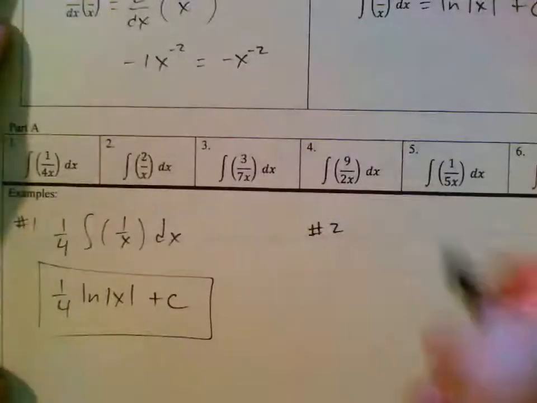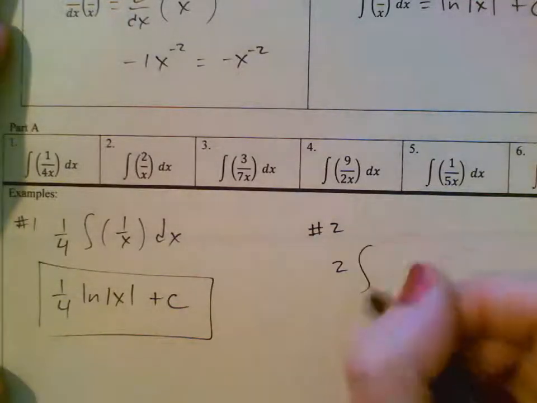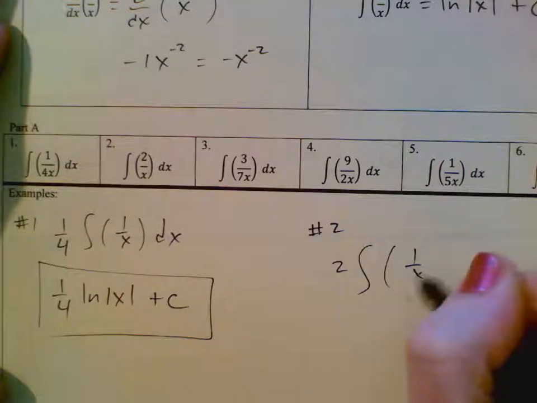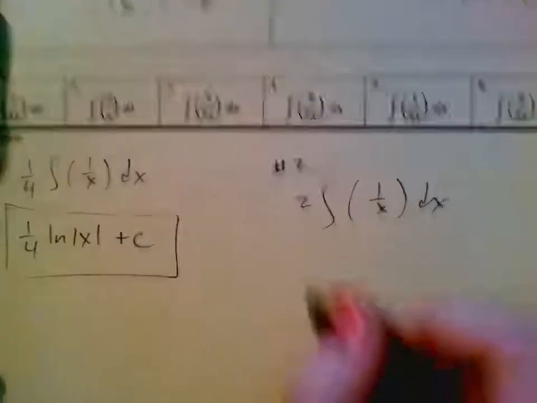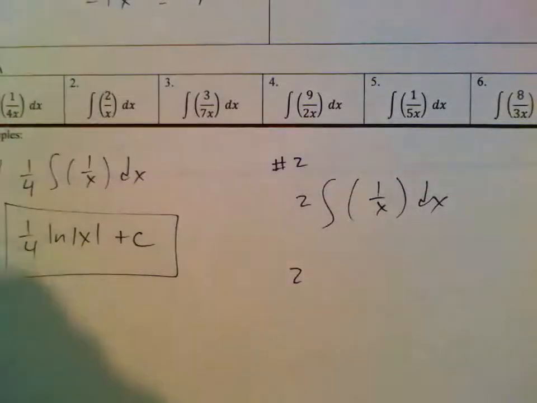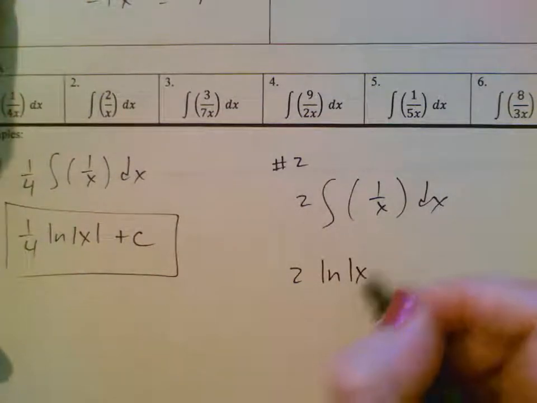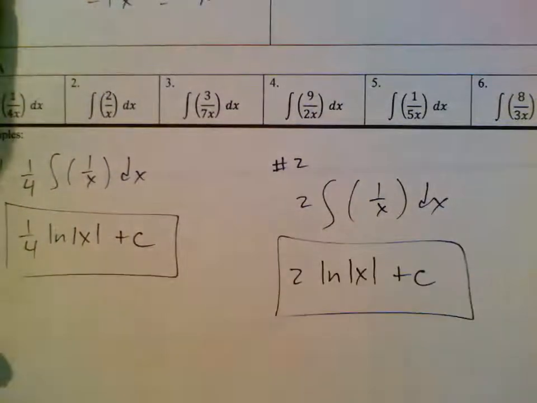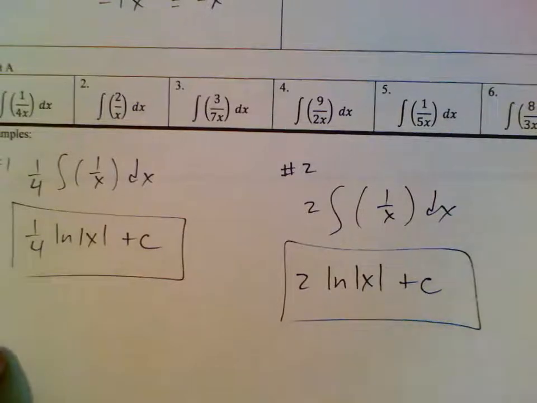Can you pull out any constants? Yes, I could pull that 2 out. I bring the 2 down. What's the antiderivative of 1 over x? It's natural log absolute value of x plus c. Okay, now moving on. Here is a formula to know.